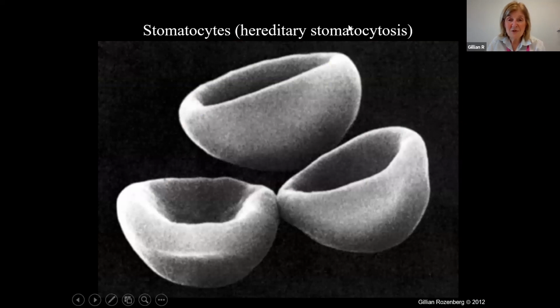So this is hereditary stomatocytosis. You can see this is part of the discocyte and this is the bowl form. The base of the cell is not like a disc, it's the bowl form, and that's because you've got more sodium going into the red cell than potassium exiting it. So it's almost like you've got a waterlogged red cell. If you think of it that way, it makes sense.